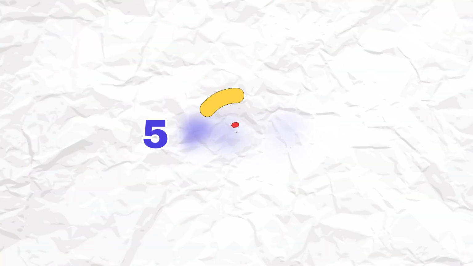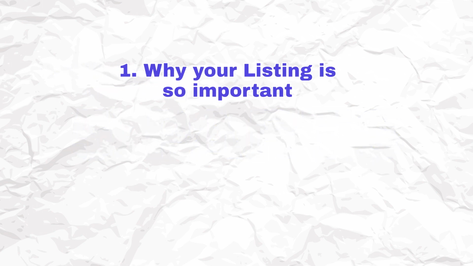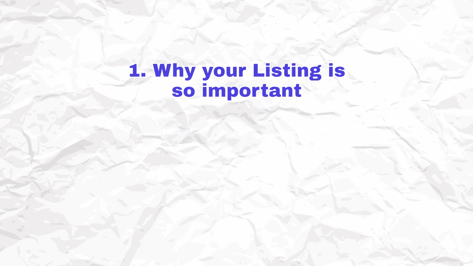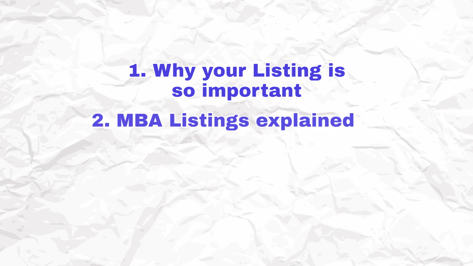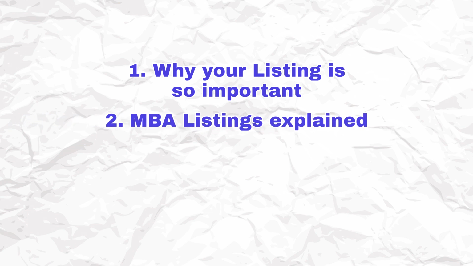The video is going to be structured into 5 parts. First of all, I'm quickly going to talk about why your listings are so important. Then I'll give you a rundown of how Merch by Amazon listings work and which parts of them are most important. The third part is going to cover all sorts of different types of keywords and how to find them.